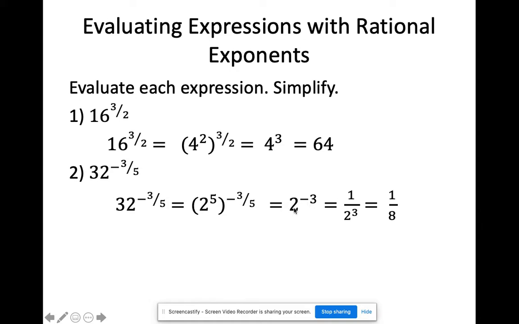So by definition, 2 to the negative 3, make it positive, bring it down. And 2 to the third is 1 over 8. Okay? Next example. 81 raised to the 3/4.